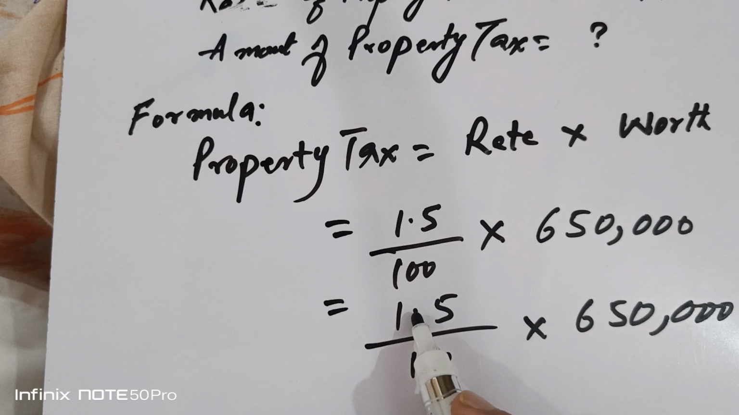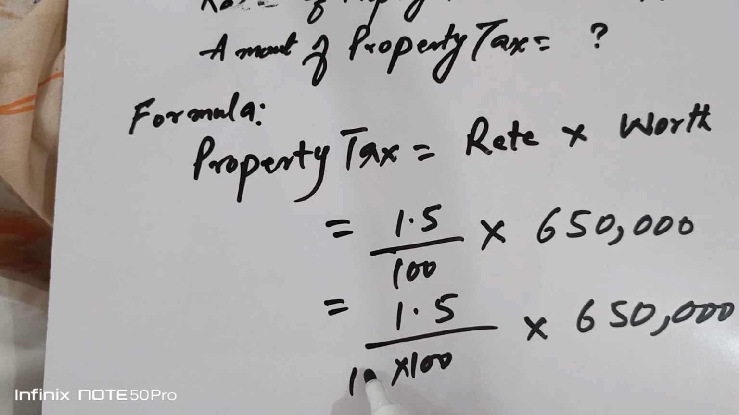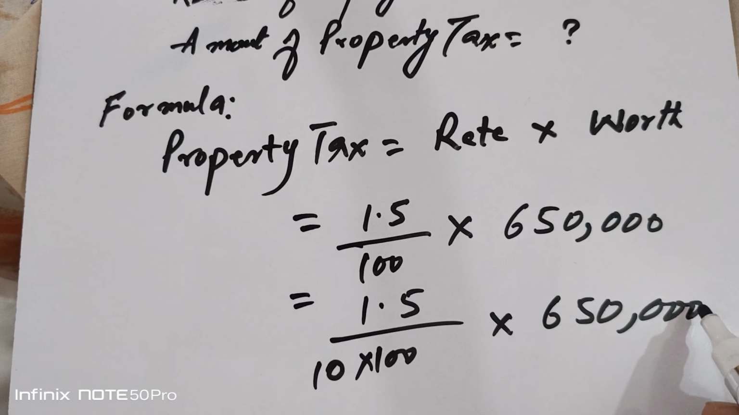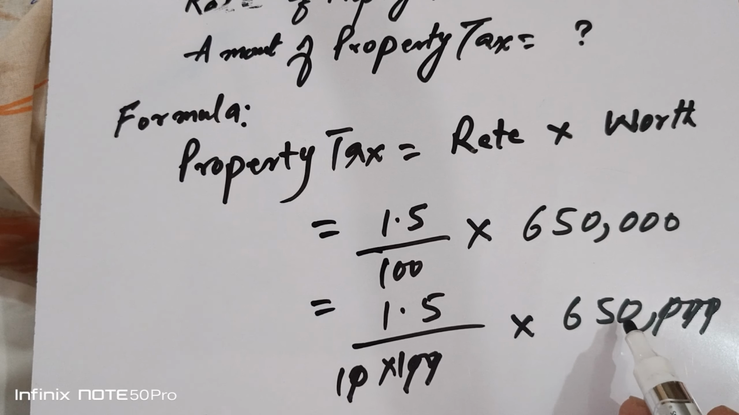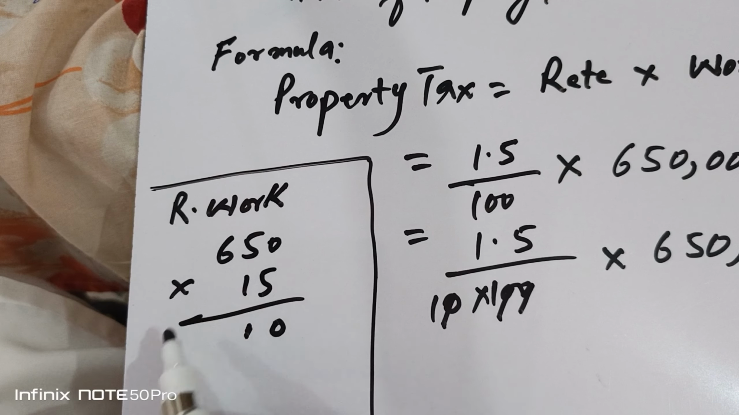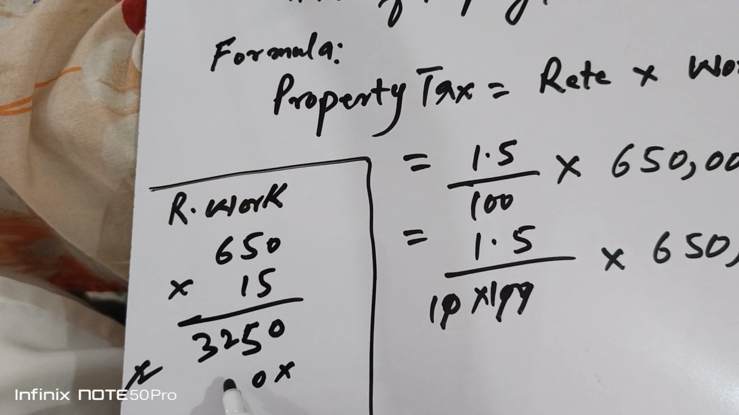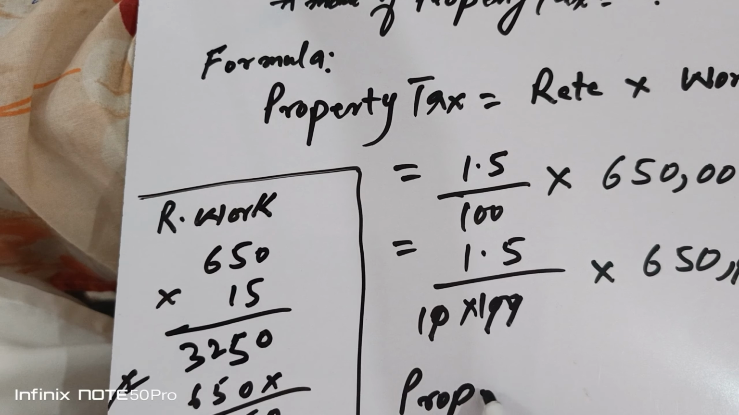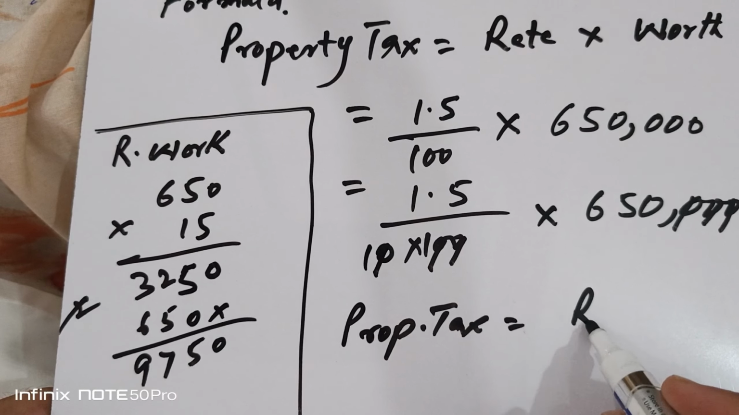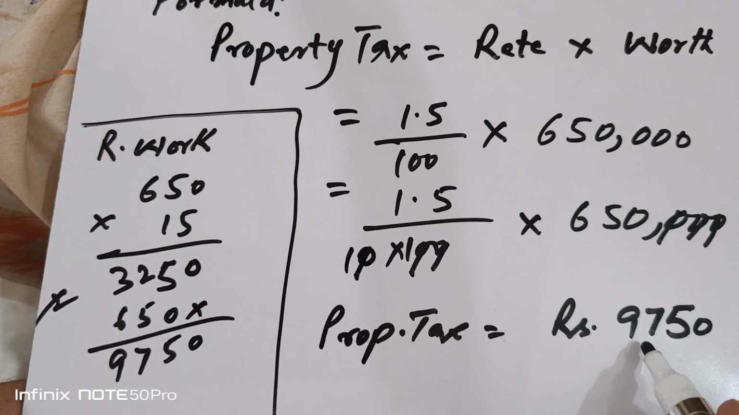In place of this point, we will write here 1, and in place of this 1, we will write 0. So these two 0s will be cut off with these two 0s, and this 1 0 will be cut off by 1. So now we have 15 multiplied by 650. 5 fives are 25. We will write 5 here and 2 carry. 5 sixes are 30 and 32. Now we will write 0, then 1 0 1 5 and 1 6, so we get 9750. So property tax is equal to rupees 9,750.